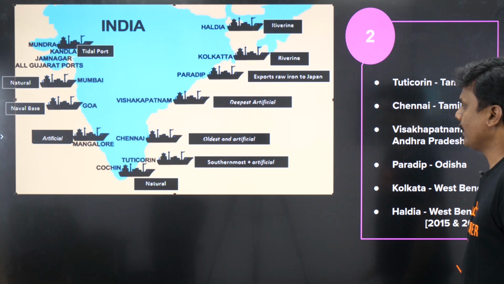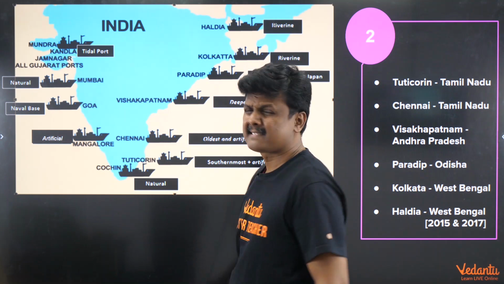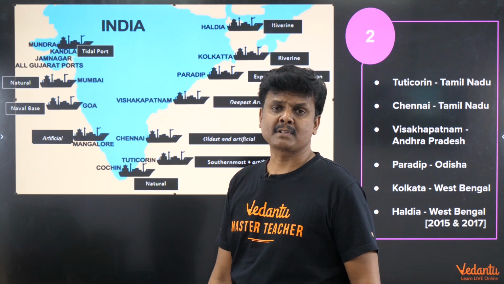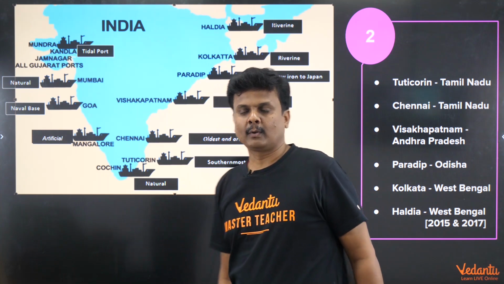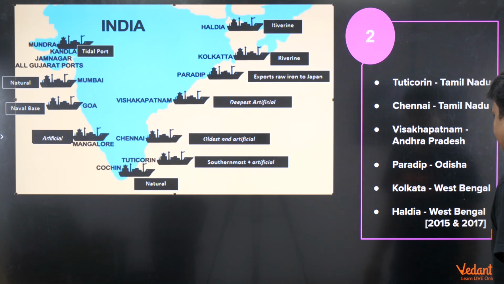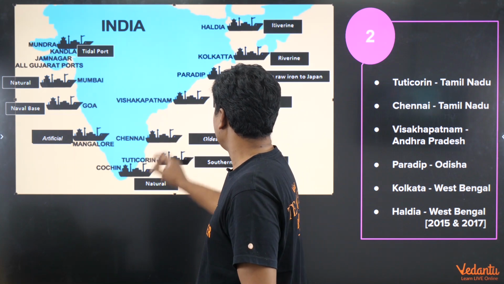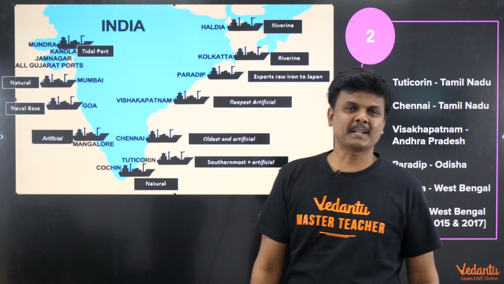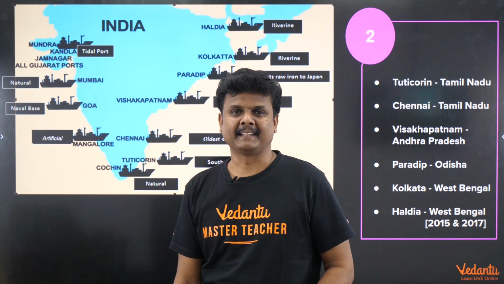One, Tuticorin in Tamil Nadu. Southernmost of India, and again it's an artificial port. Tuticorin in Tamil Nadu. Then Chennai. Chennai, the oldest port. Chennai is the oldest port and an artificial port again.